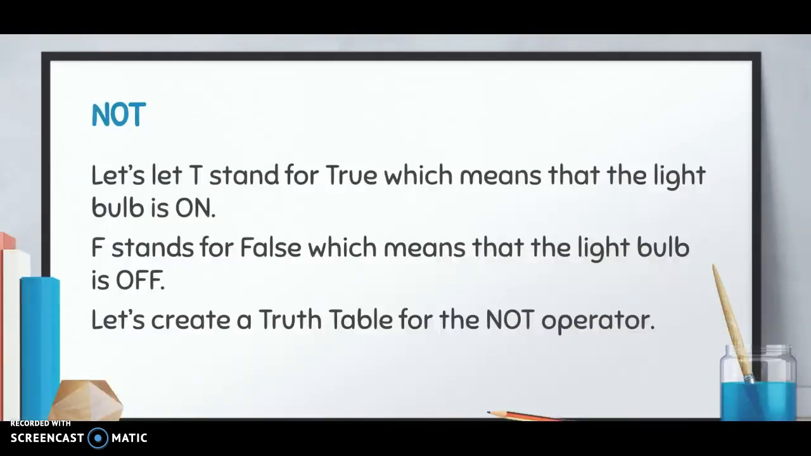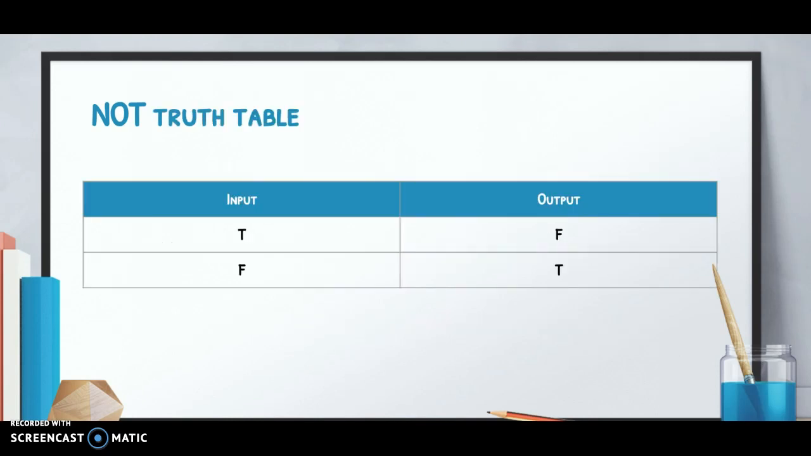So for the NOT gate, or NOT Boolean operator, let's let T stand for true, which means that the light bulb is on. Let's let F stand for false, which means that the switch is off, the light bulb's off. And let's create a truth table for the NOT operator. Let's look at the NOT truth table.